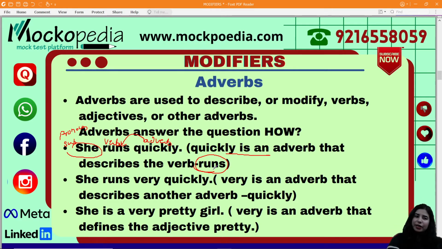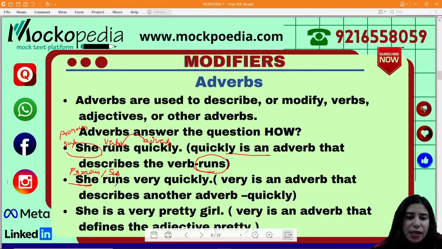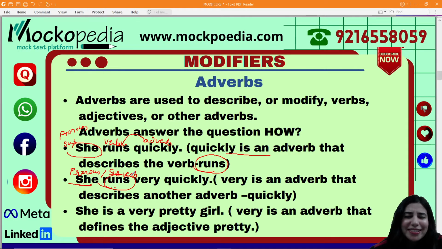Great. So I hope you're clear with the understanding. Let's move to the next sentence. She runs very quickly. In this case, like the previous one, she is the pronoun or the subject, right? And like we know, pronouns or nouns can be used as the subject in the statement. Now runs is the singular verb, because our subject is singular, so the verb is also going to be singular. So we are revising subject-verb agreement here also.